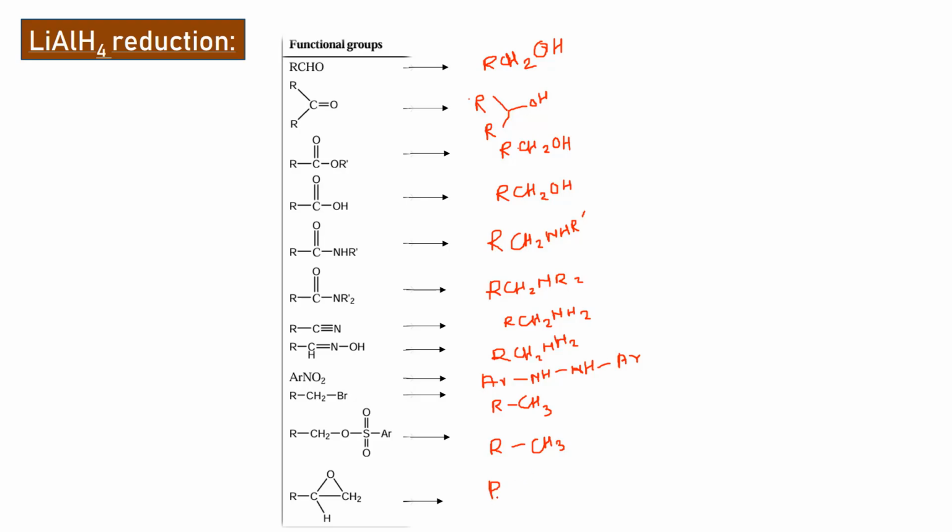In case of an epoxide, it will open the epoxide. We are attacking at the less hindered side. So which one is the less hindered side in this epoxide? Obviously this part. So this H minus will attack this carbon and open the epoxide to form this alcohol.